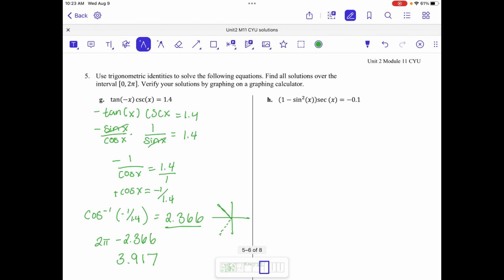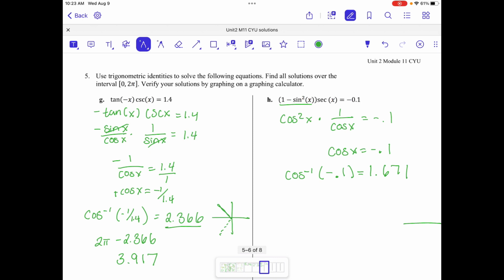Our next problem is going to involve using a Pythagorean identity before we simplify in terms of sine and cosine. So 1 minus sine squared x is equal to cosine squared x. That's times secant, which is 1 over cosine of x, and that's still equal to negative 0.1. Cosine squared times 1 over cosine of x would just be cosine of x equals negative 0.1.